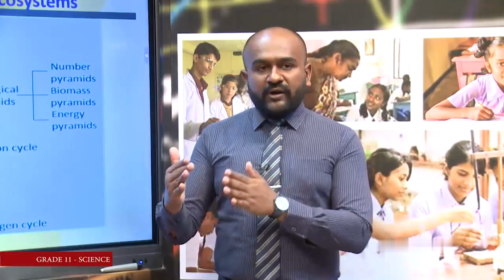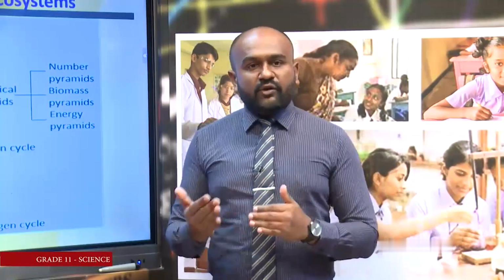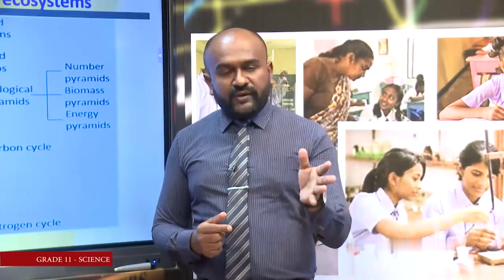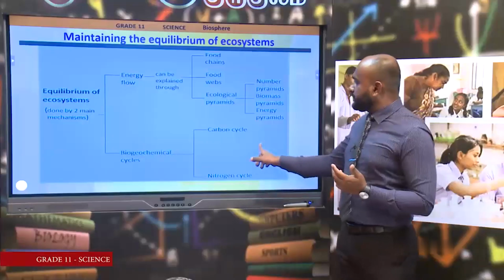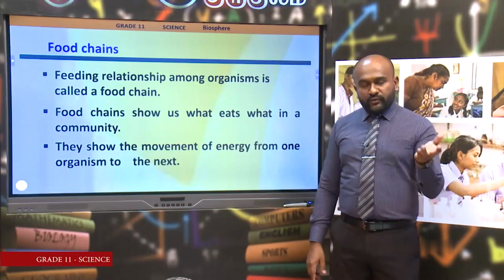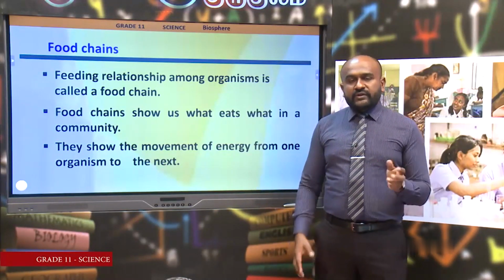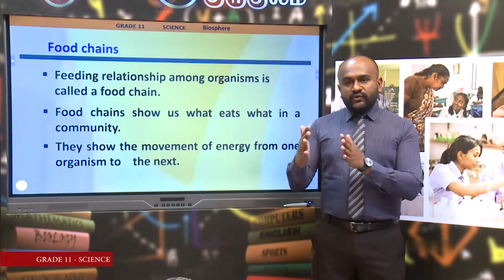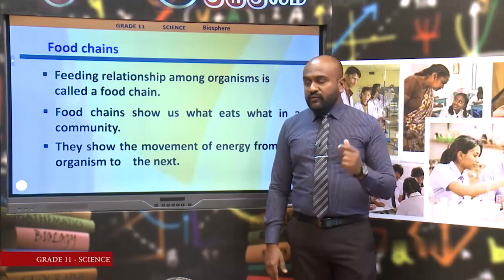Now, we are going to talk about the things that you see on this chart in a bit more detail. First, we talk about energy flow. To explain energy flow, we use food chains, food webs and ecological pyramids. So, first we will talk about food chains. Already you know what a food chain is, because you learned this when you were in grade 6. That is the first time that you learn about the food chain. This shows a feeding relationship among organisms. Actually, it shows what eats what in a community. That is what we can get from a food chain.